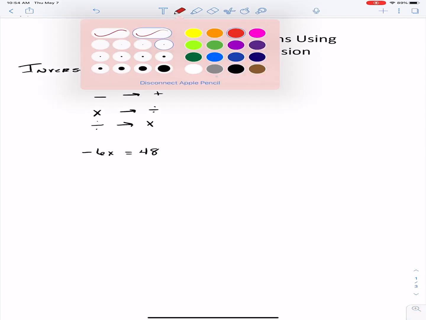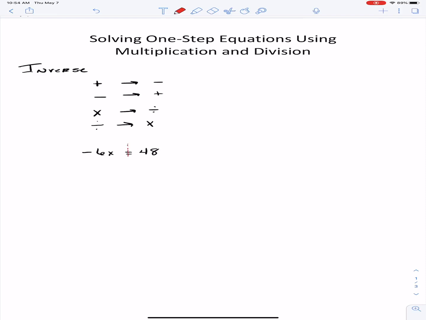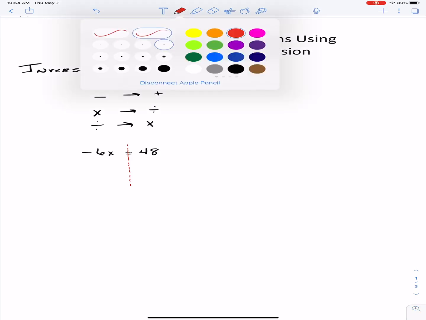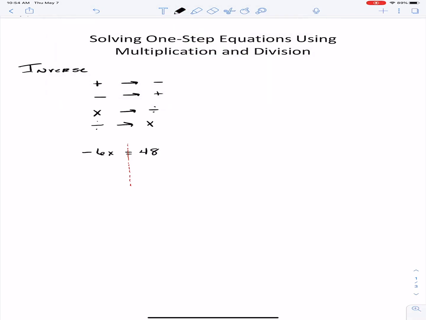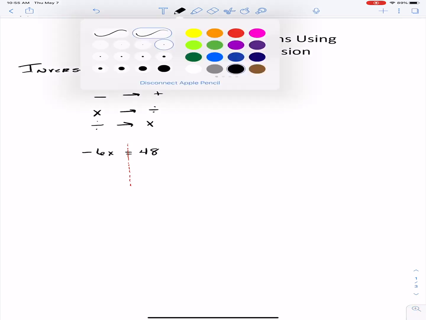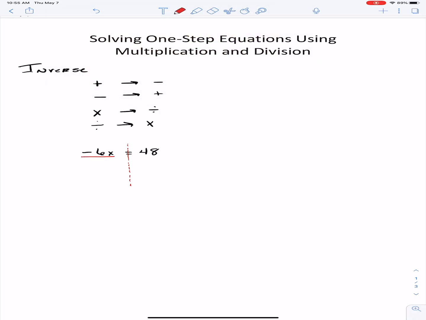Well, let's remember that when we first started this journey on solving equations, we have an imaginary line going through our equal sign, and we have two sides of our equation. We have a left side of the equation and we have a right side of the equation. And remember, whatever we do on one side of the equation, we must do on the other side of the equation to keep the equation balanced. Well, in this case, we now have negative 6 times some number is equal to 48. So the inverse property of multiplication is division. So what I'm going to do to solve this equation is divide by negative 6.